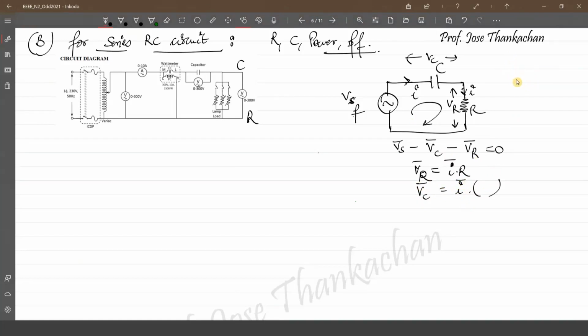So what is that opposition called? There I told you it is known as XL. Here I'm calling that value XC, and I told you that value is nothing but 1 by omega C, the capacitive reactance. It depends upon omega, where omega is 2 pi F. So this can also be written as 1 by 2 pi F into C.